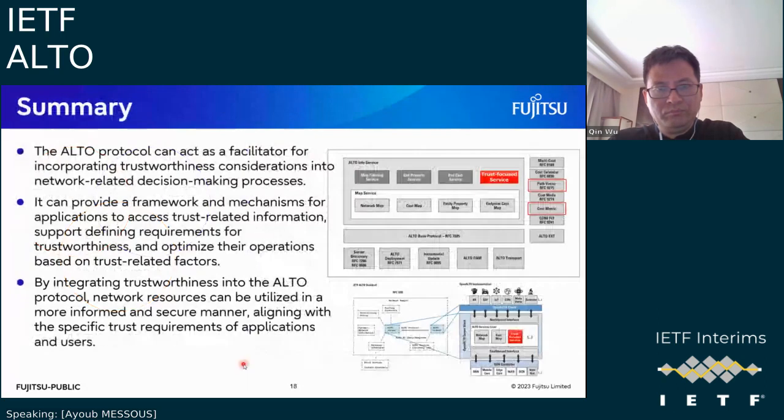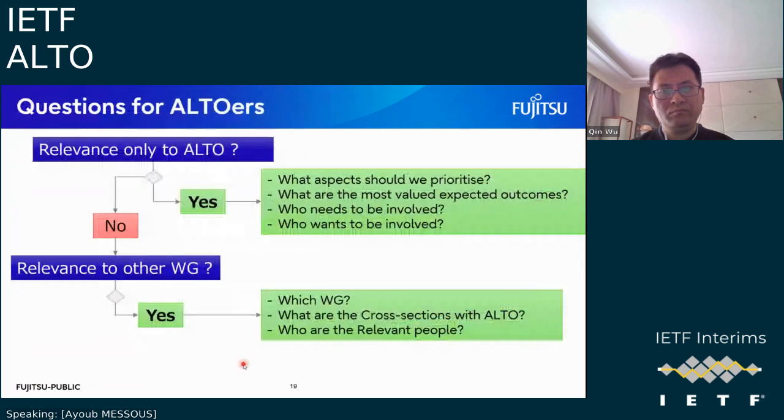As a summary of my presentation today, the ALTO protocol can act as a facilitator for incorporating trustworthiness considerations into network-related decision-making processes. It can also provide a framework and mechanism for applications to access trust-related information, support defining requirements for trustworthiness, and optimize their operation based on trust-related factors. Finally, by integrating trustworthiness into the ALTO protocol, network resources can be utilized in a more informed and secure manner, aligning with the specific trust requirements of applications and users.